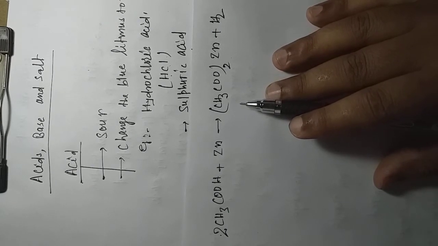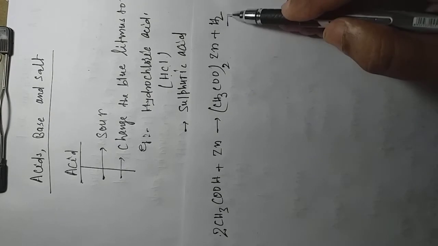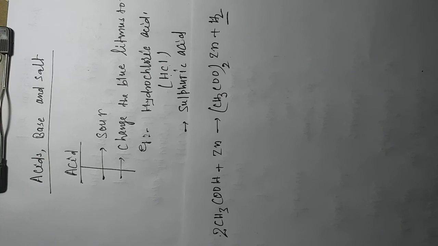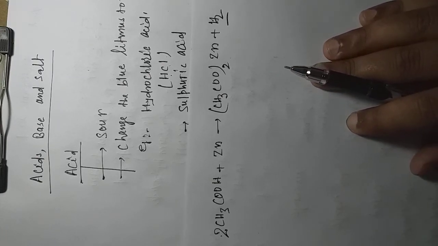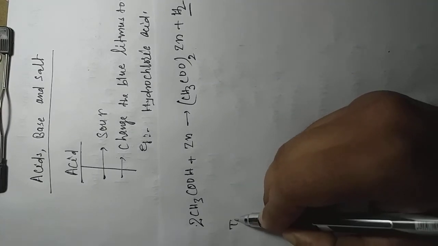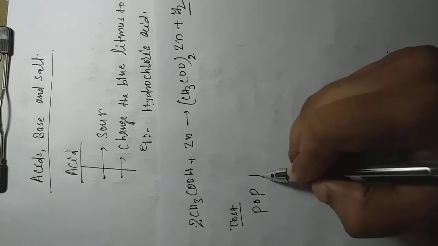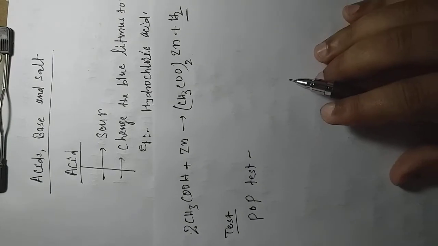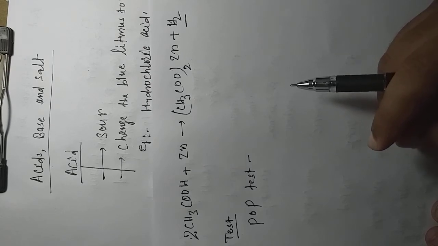Perfect. Then we have one more testing idea, because everywhere we are thinking about hydrogen gas being released, every reaction releases hydrogen gas. What I observed is, when acid reacts with metal, it forms salt and hydrogen. So for hydrogen we are looking at a testing idea. The first test we are going to discuss is called the pop test.